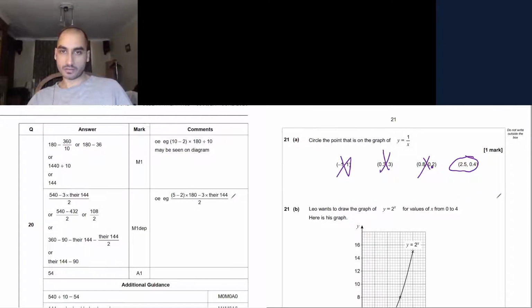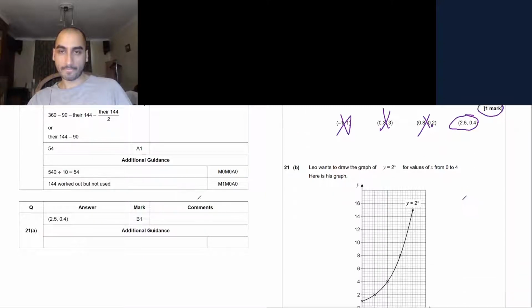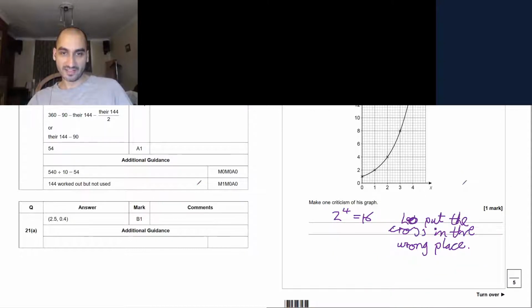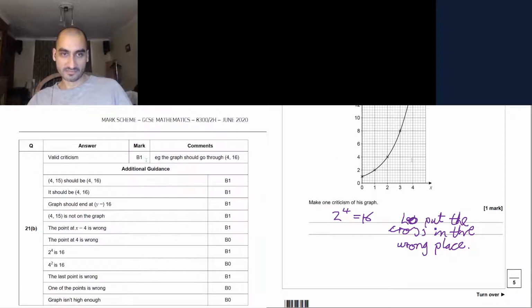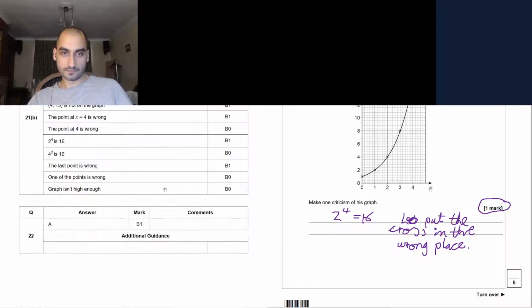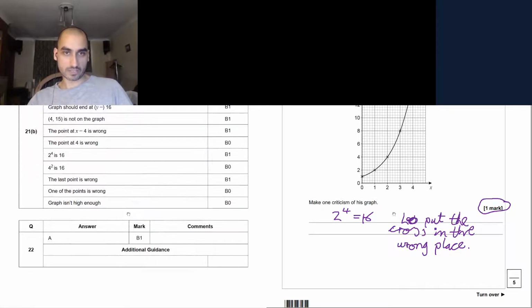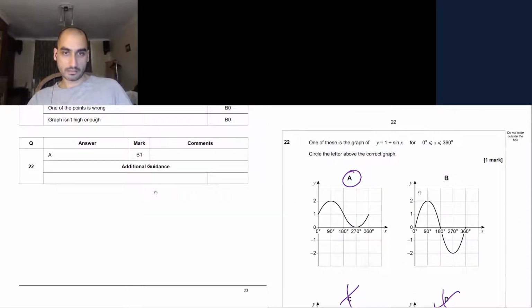Circle the point that is on the 2.5, 0.4. Yep. Make one criticism of his graph. Leo put the cross in the wrong place. Valid criticism. Yeah. Leo didn't pay attention in school. That's my reason. A.